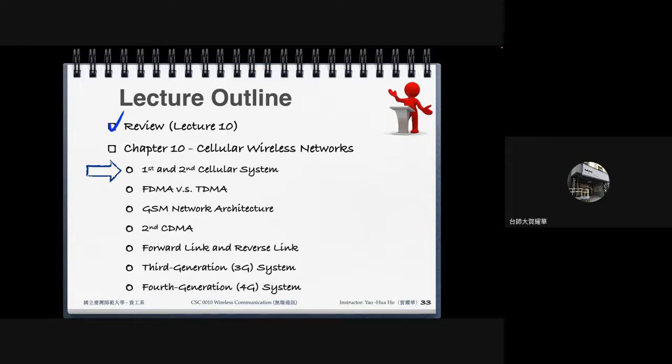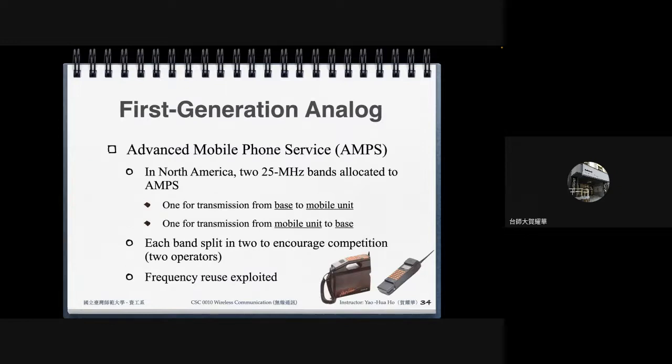So, cellular network. Now we're going to start from the first and second generation of network systems. We're going to see that the first and second generation of cellular systems is a dramatic change. Then we're going to go all the way to third generation and fourth generation. Now, the first generation of cellular network, believe it or not, is analog.